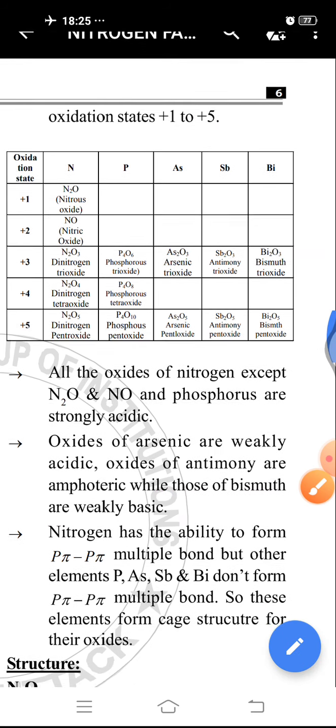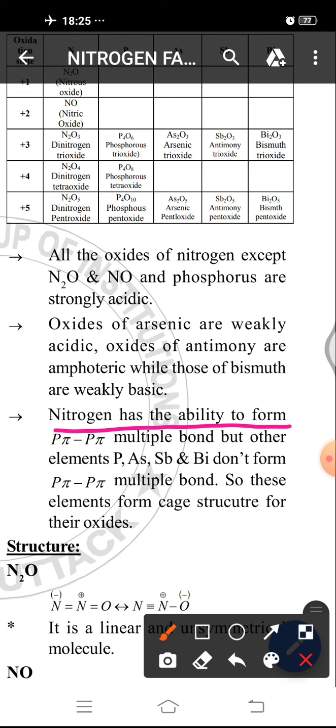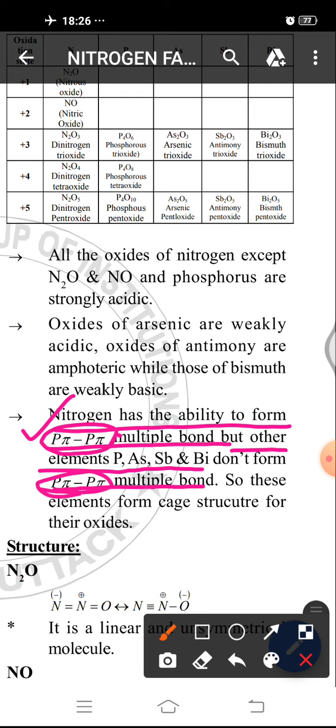Next comes another point, that is nitrogen has the ability to form p-pi multiple bonds, but other elements, that is phosphorus, arsenic, antimony and bismuth, do not form p-pi multiple bonds. Nitrogen, due to its small size, can form p-pi multiple bonds, but other elements do not form p-pi multiple bonds.